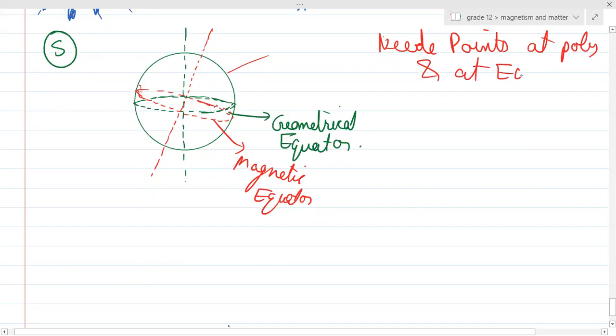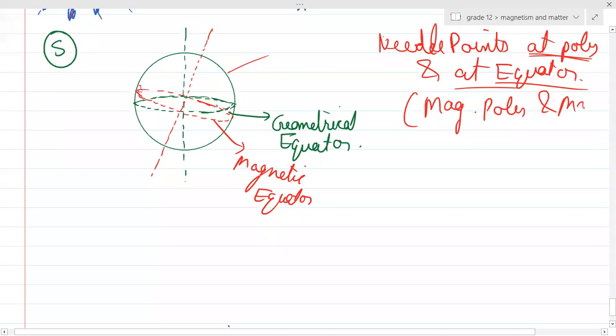Which equator and which poles am I talking about? I'm talking about magnetic poles and the magnetic equator. Is it clear? Till here, is it clear, guys? Earth's magnetic field.